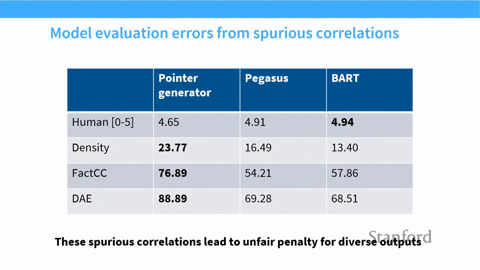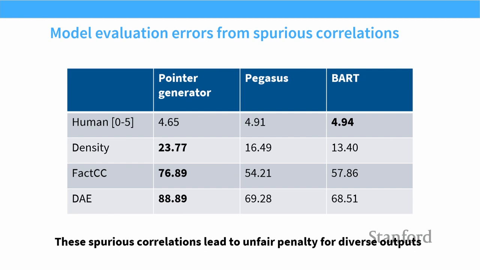So this is a little story that I want to tell. There's three different systems on this slide. And they come from three different generations or three different time periods. Pointer generator is one of the very first neural summarization systems developed here at Stanford. Pegasus and BART are much more modern pre-training based models. And here we see the very top row, human evaluation slowly and steadily improves over time. This is just models getting better, right?